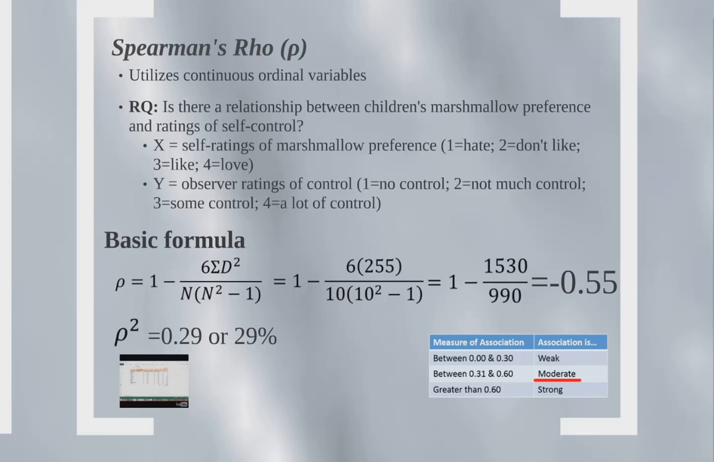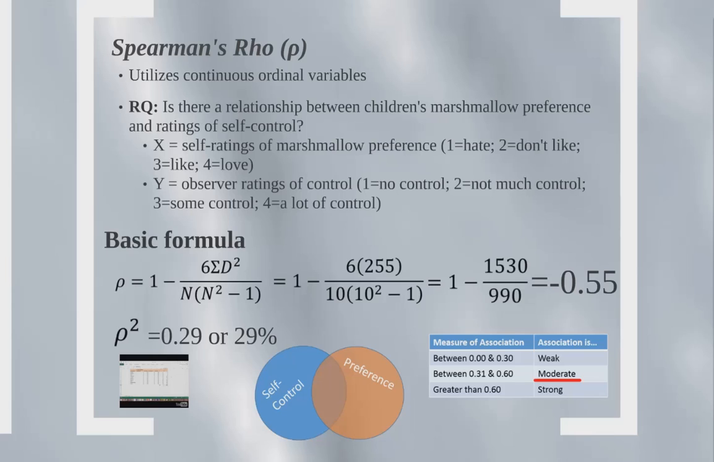And so what this tells us is that children's preferences for marshmallows accounts for 29% of their rated self-control, right? And so this is important because it shows us very specifically the percentage of that self-control that is accounted for by ratings of marshmallow preference, right?